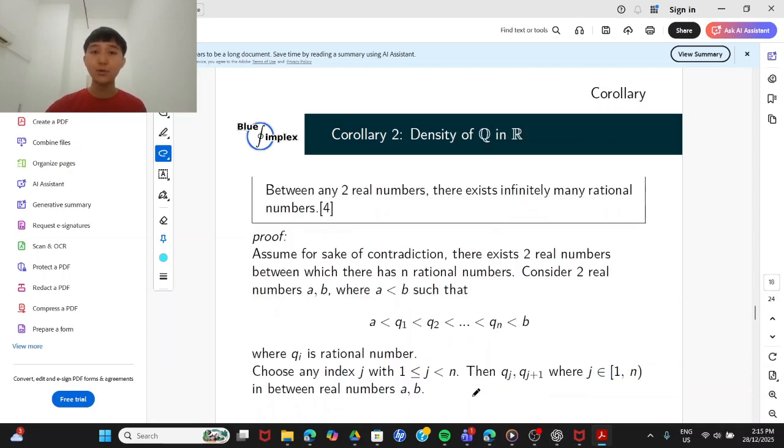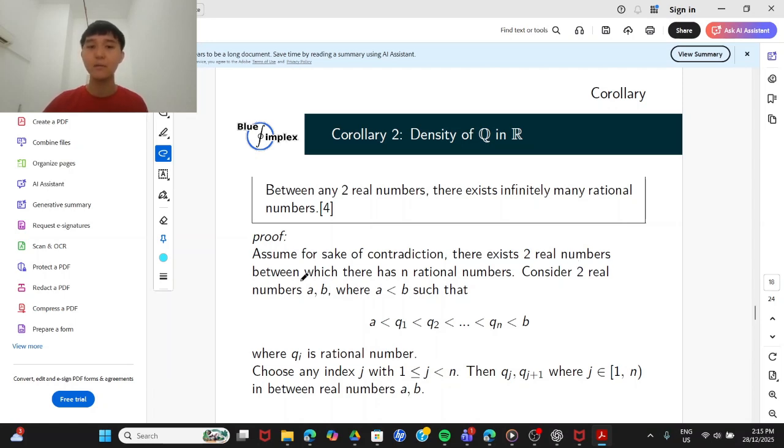Another one is Corollary 2, density of Q in R. Lastly, in the theorem, we have already proved that between any two real numbers a and b there is at least one rational number. But here, I want to prove that between any two real numbers there are infinitely many rational numbers. So we are going to use a proof by contradiction.